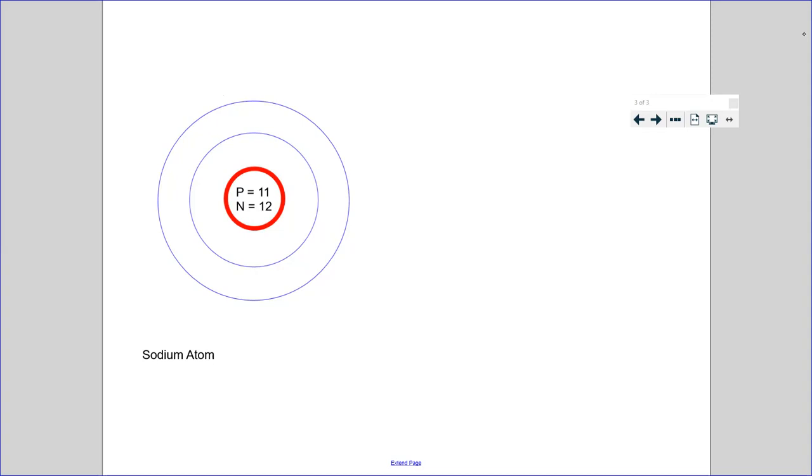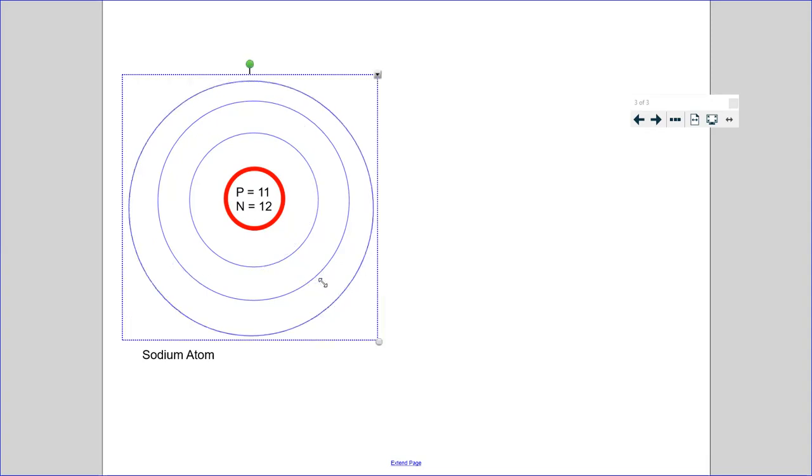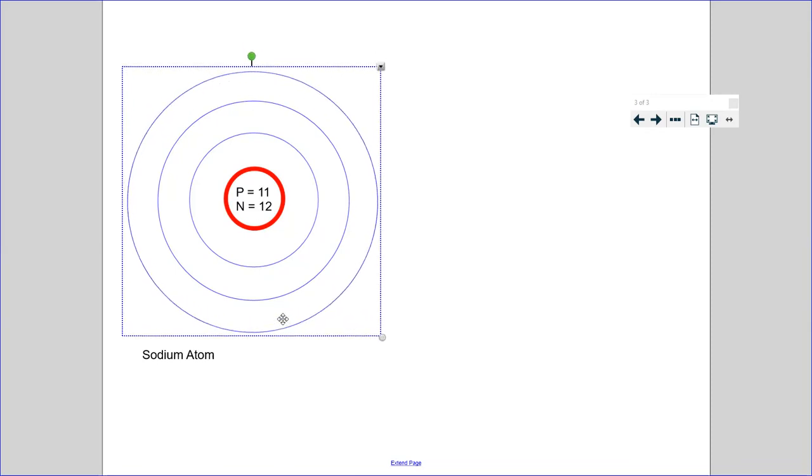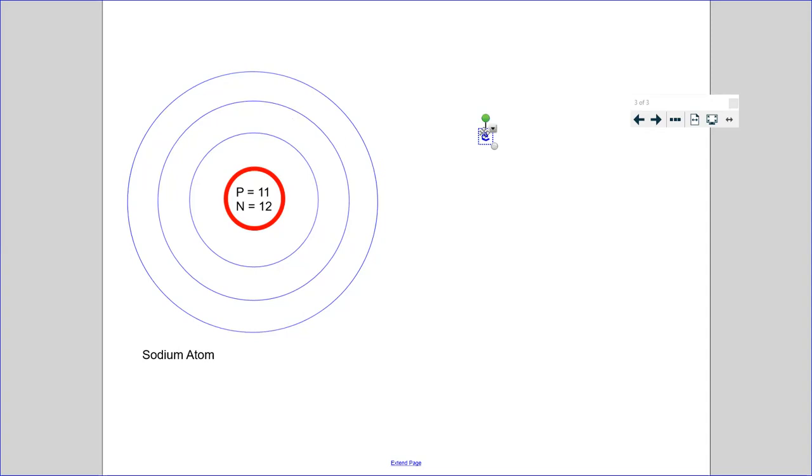11. That's right. Can you tell me how many electrons in the first orbit, how many electrons in the second orbit, how many electrons in the third orbit? There's 2 in the first orbit. That's right. How many in the next? There's 8. That's right. And then 1 in the third orbit, one in the last one. That's right.